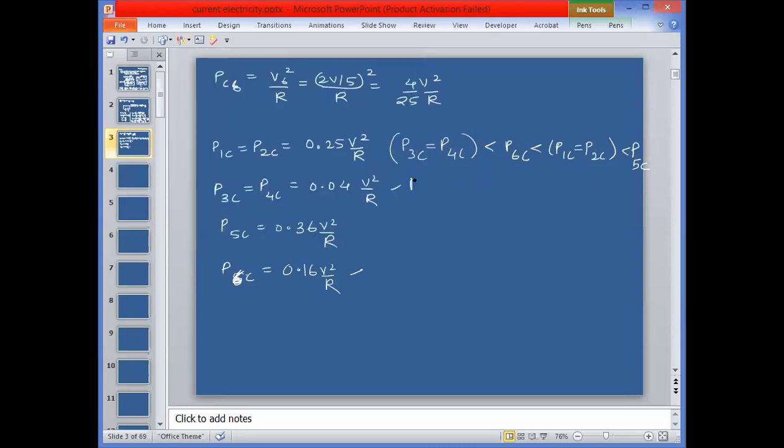You can write brightness of the third bulb, B3, equals brightness of the fourth bulb, is less than brightness of the sixth bulb, is less than brightness of the first bulb, equals brightness of the second bulb, is more than brightness of the fifth bulb. Sorry, fifth bulb. This is 5. Check their answer and our answer, if it is right or wrong.